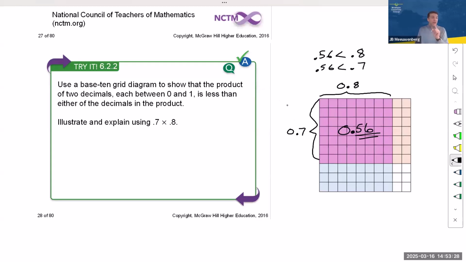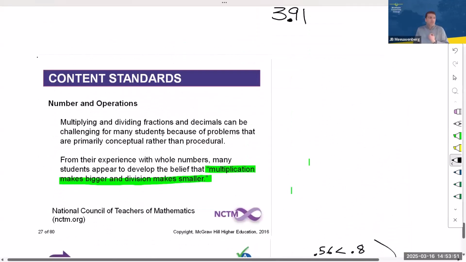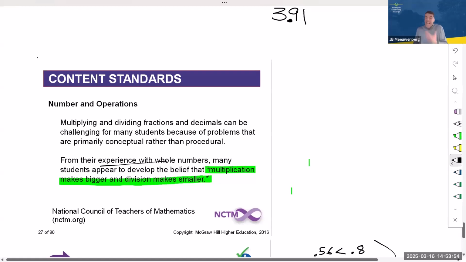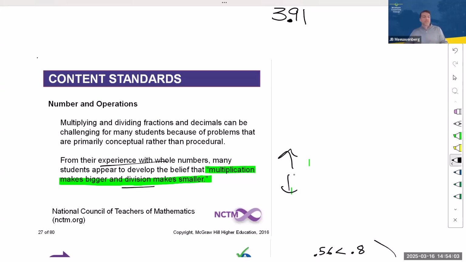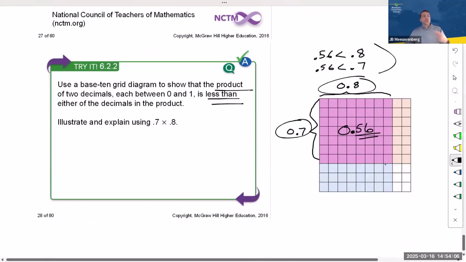So the product of two decimals between 0 and 1 is less than either of the decimals in the product. What we got as a result was less than both of the numbers that we started with. That is challenging for many students to comprehend because of their experience with whole numbers. They assume that anytime you multiply anything, the answer gets bigger, and anytime you divide by anything, the answer gets smaller. But we can see here that that is not always the case. Showing that with these models is a good way to do that.